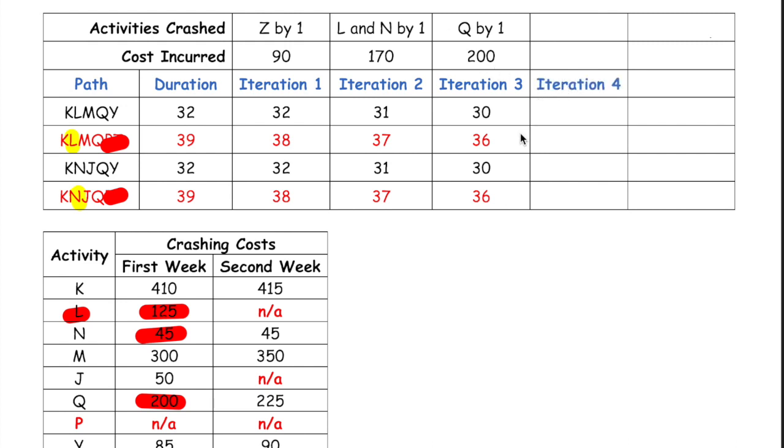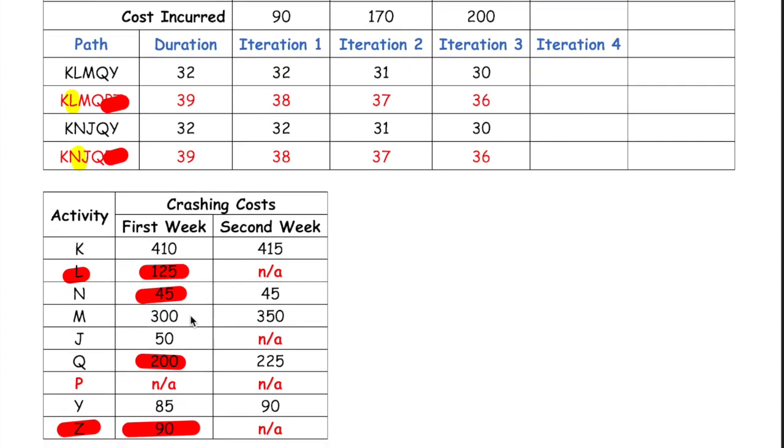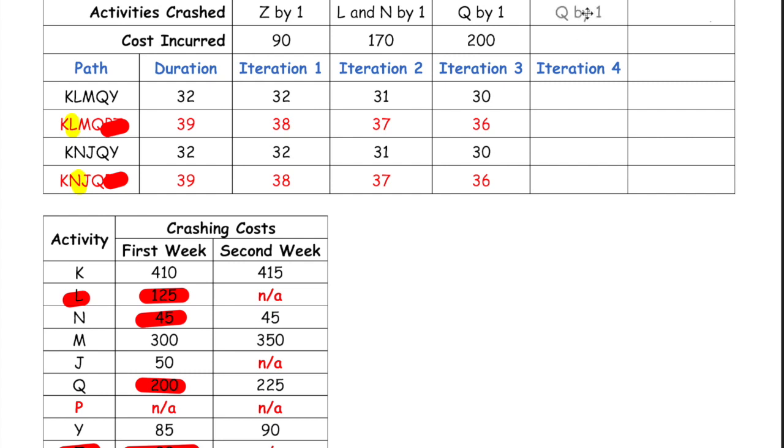Once again, we're looking for the cheapest way of lowering the duration of both these two critical paths. Again, it would be cheapest for us to crash simply activity Q, because Q is the cheapest one on the first critical path. It is also common to both critical paths. And so once again, we're going to crash Q by 1.